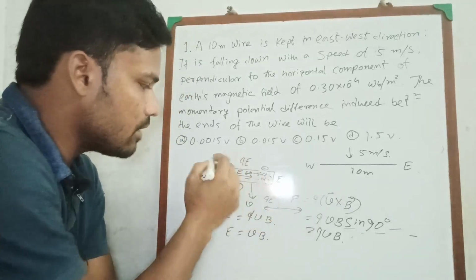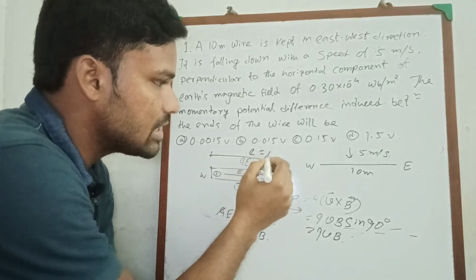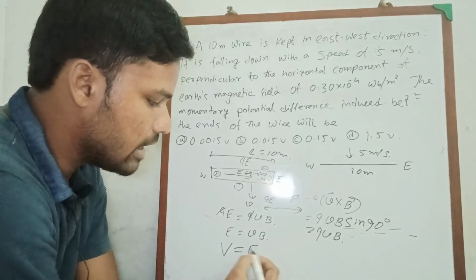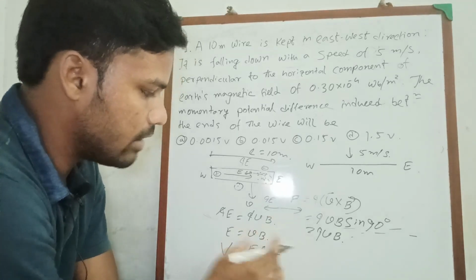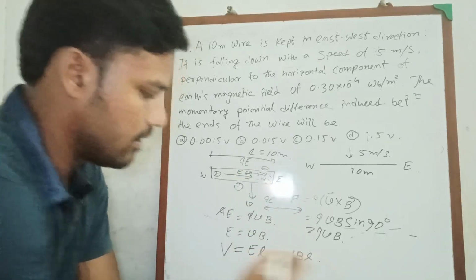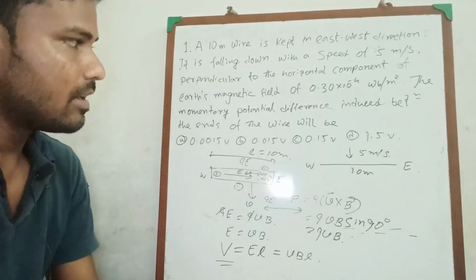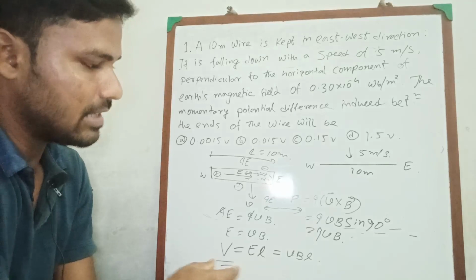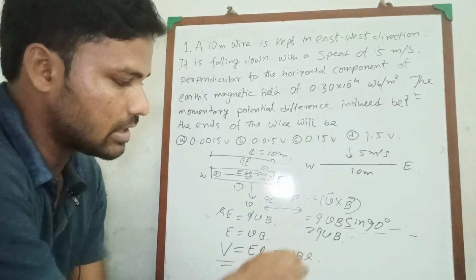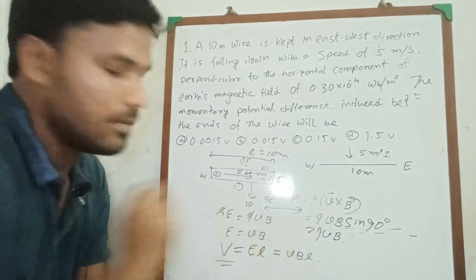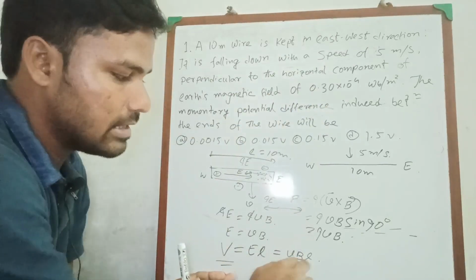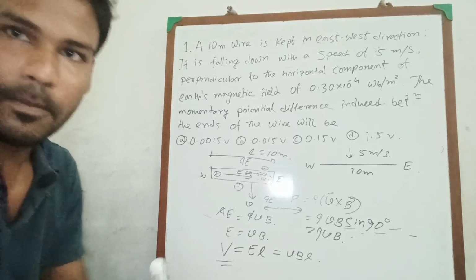And what is the length of this wire? That is L, that means 10 meter. The potential difference must be V equals E into L. E value is vB and L is L. So this is our momentary potential difference, the induced EMF, or potential difference, that is vBL. Clear? Just put all the values given here in this equation and you can get the answer.